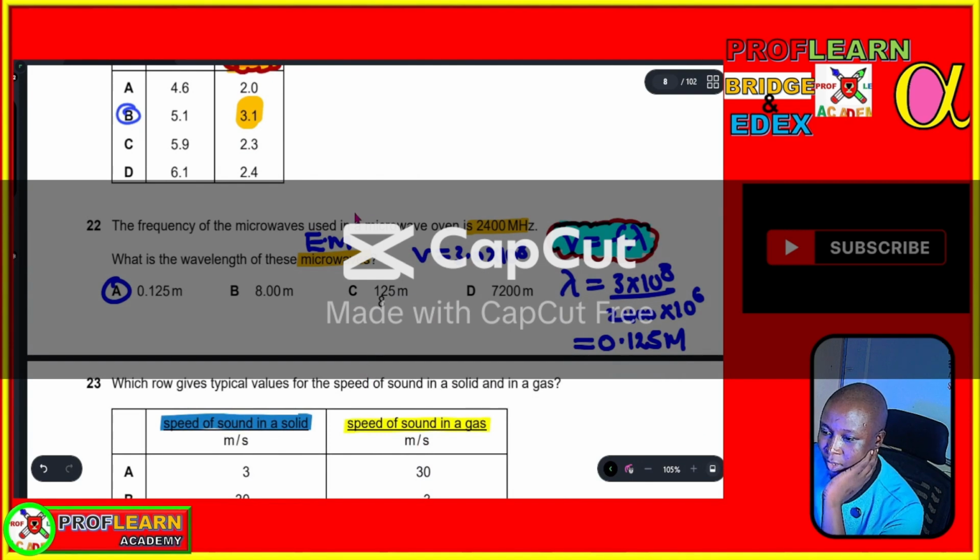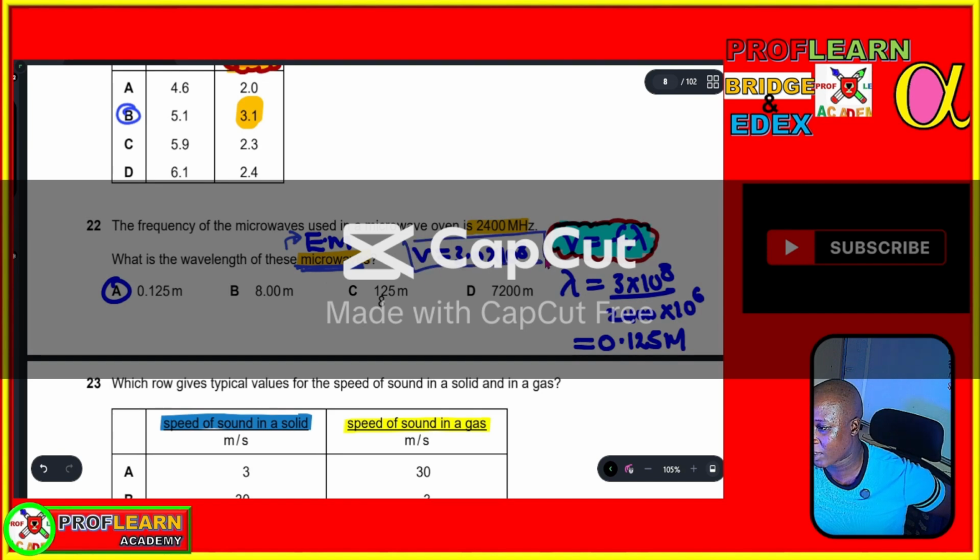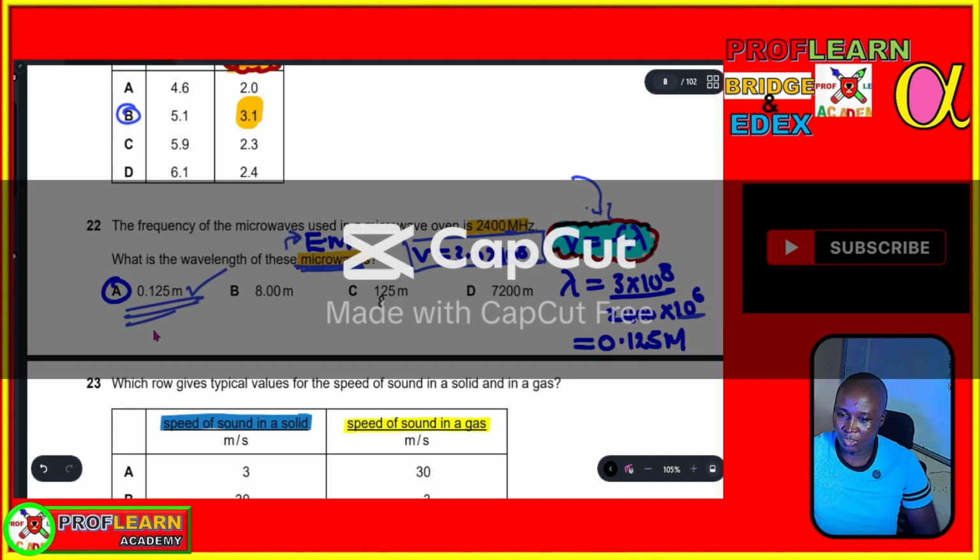The frequency of a microwave used is 2400 megahertz. What is the wavelength? The only thing you were supposed to remember here is that a microwave is an electromagnetic wave, and it travels at the speed of light, which is 3.0 times 10 raised to the power 8. Then you use the wave equation. Our wavelength will be speed over frequency, but this frequency is in megahertz, so we multiply that by 10 power 6, and if you work it out, you get our answer 0.125 meters, and the answer is A.